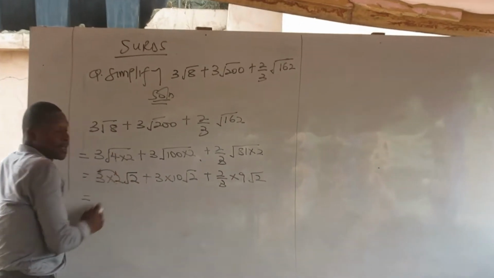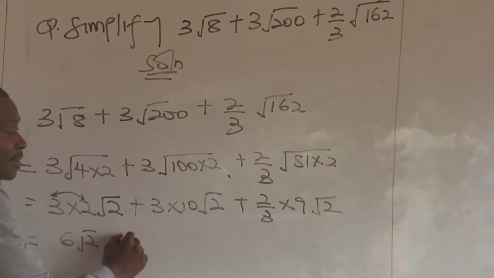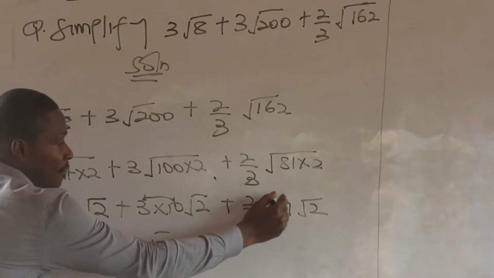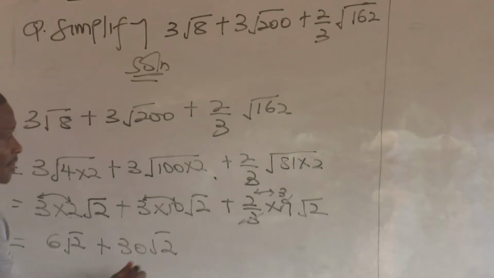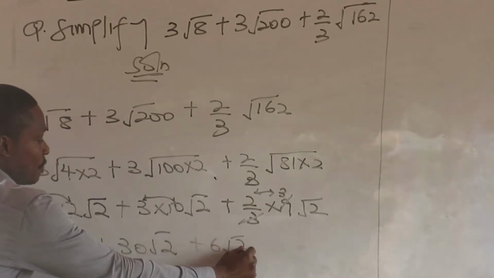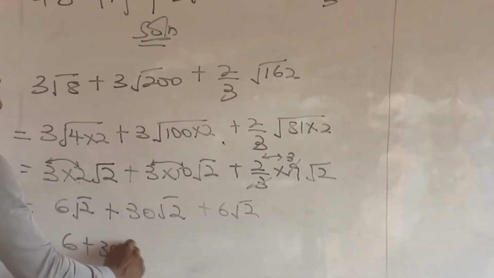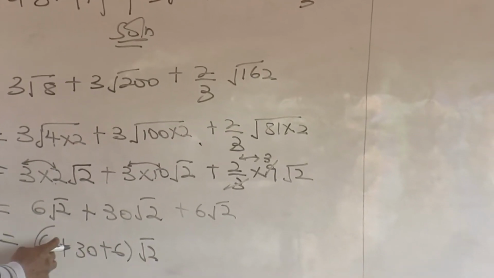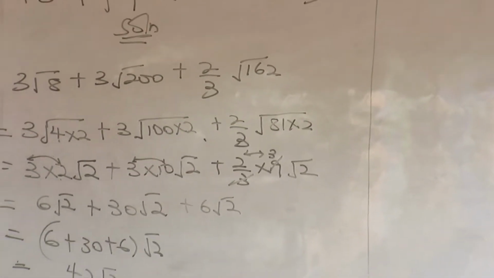Now, remember, say, outsider, you remain outside. 30 root 2. 3 to 6 root 2. Now, are these sets compatible? Yes, they are. So 6 plus 30 plus 6, all root 2. Now, this will give me 42 root 2. Good. That's all.